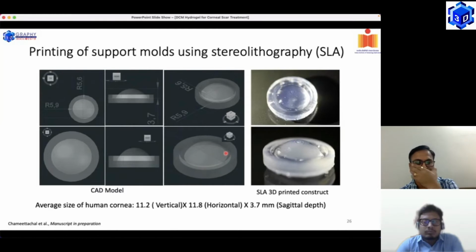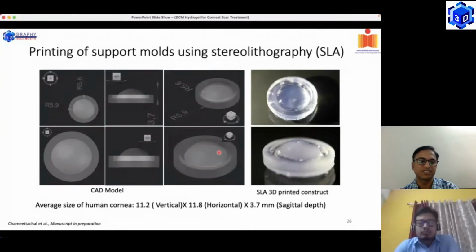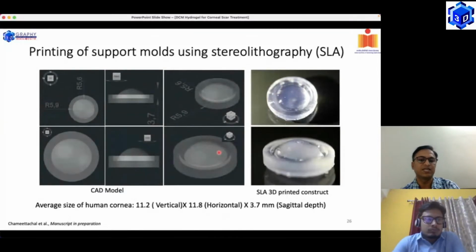And now we are going forward with the patient-specific mold. From the patient OCT data, we can convert it into an STL file and get the design of this mold. So that will be specific for a particular patient, and then we can use this mold. This is the 3D printed mold that is used for printing.